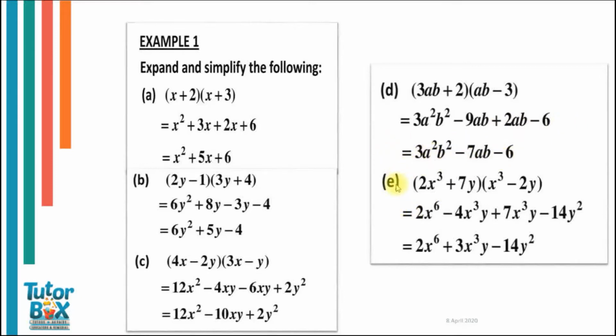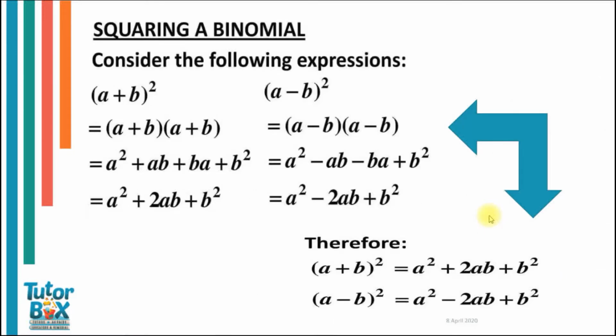And then lastly, we have 2x cubed plus 7y and x cubed minus 2y. This will be equal to 2x to the 6, because same base, we're adding exponents, which is 6, minus 4x cubed y plus 7x cubed y minus 14y squared. So it simplifies to this part. Okay, this should be very easy, guys.